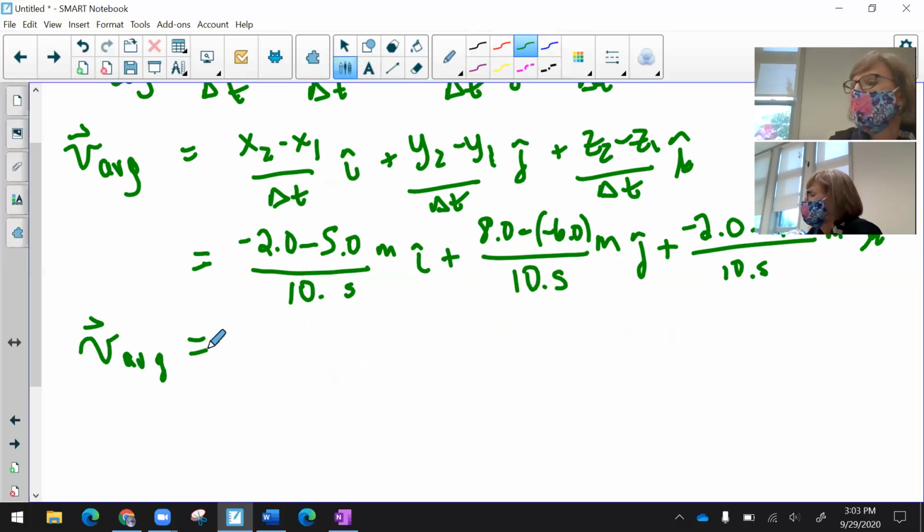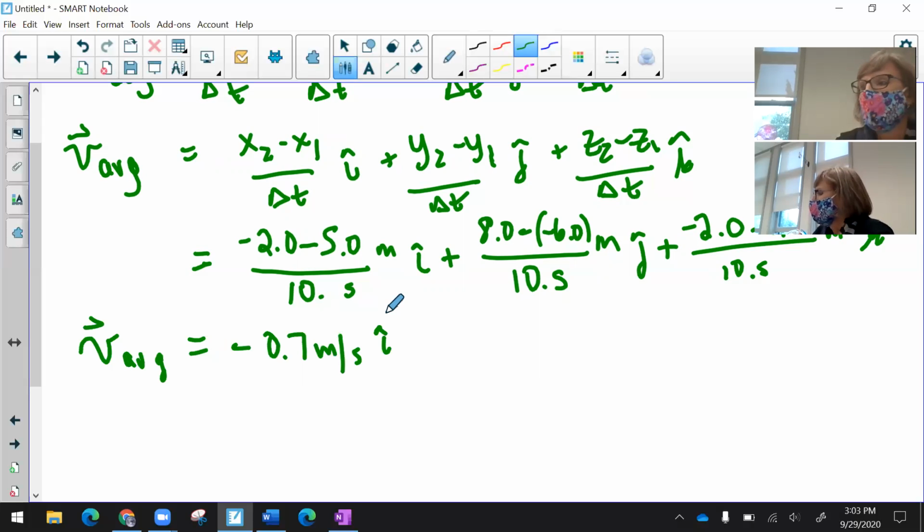So what do we get? What's our I component going to be? Do not get out your calculator or use the one on your laptop. Okay, negative 0.7 meters per second I. Lauren? Nope, because I have to divide by 10. It's okay. Nope, did the whole thing right there to get my velocity.